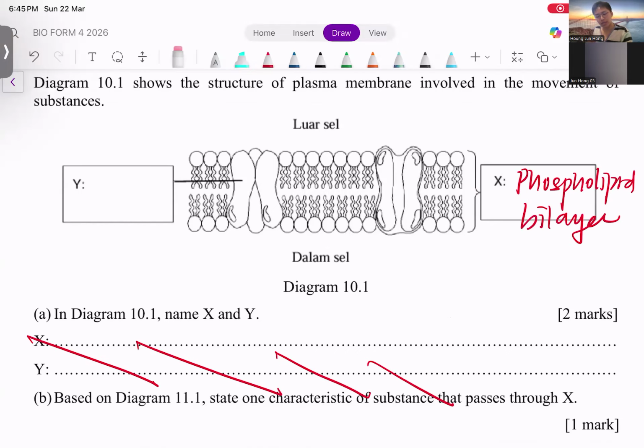Okay, and you see, this is very clear. This one is so smooth, you can pass through easily. This one you need to open up. If you cannot pass through in one shot, you need to open the shape. That is not smooth enough. That is carrier protein. That would be carrier protein.